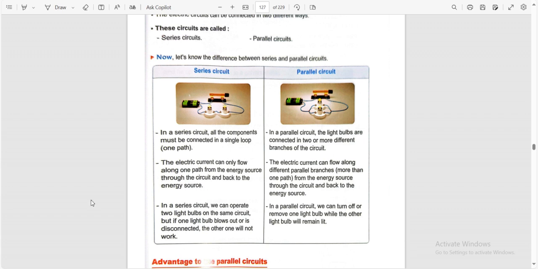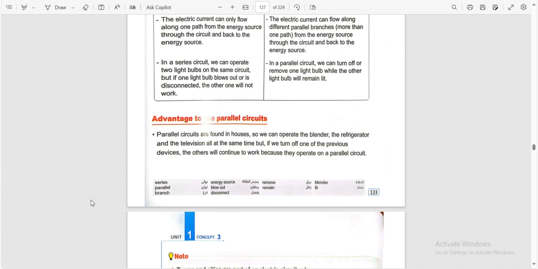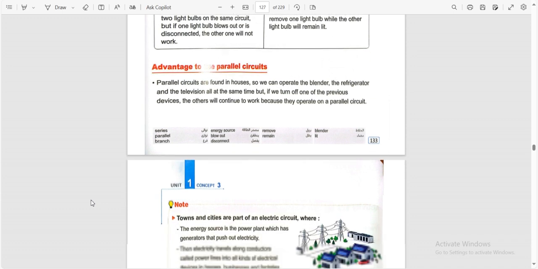So parallel circuits allow devices to work independently. That's why almost all our devices at home are connected in parallel. Why? Because when you turn off a lamp, all other devices at home don't turn off. They are still working. So the parallel circuit allows you to turn on and off as you please all the devices at home without thinking about other devices. So they continue to work.